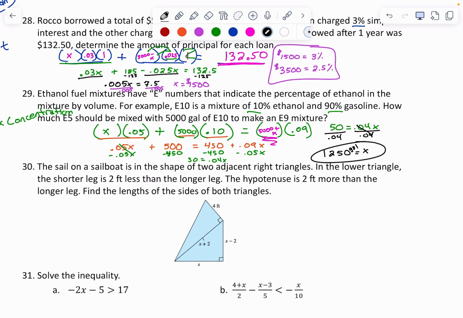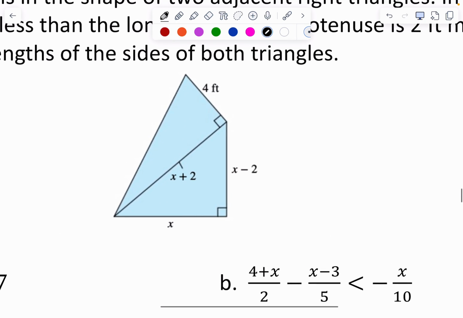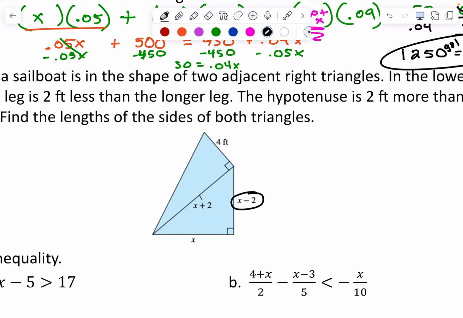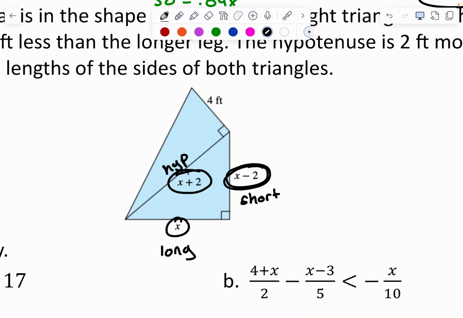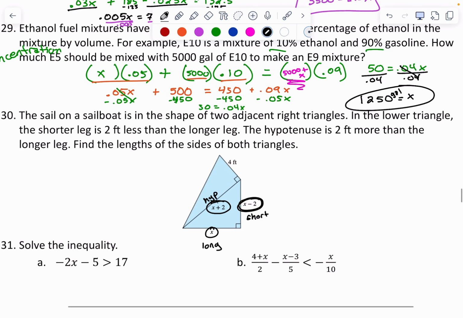Okay. Number 30. They give you the diagram here. It says the short leg is 2 feet less than the longer leg, right? So the longer leg is this one, and this one is 2 feet less than that. And the hypotenuse is 2 feet longer than the long leg. So this is the long leg, this is the short leg, and this is the hypotenuse. Find the lengths of the sides of both triangles. All right, here we go.